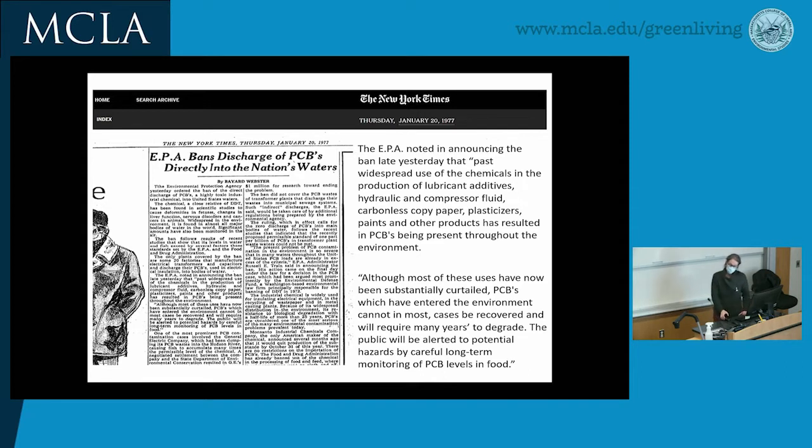And although they have been substantially curtailed, this is 1977, PCBs which have entered the environment cannot, in most cases, be recovered, and they will require many years to degrade. The public will be alerted to the potential hazards by careful long-term monitoring of PCBs in food. So we're going to come back to PCBs in food because it's kind of important for this story.